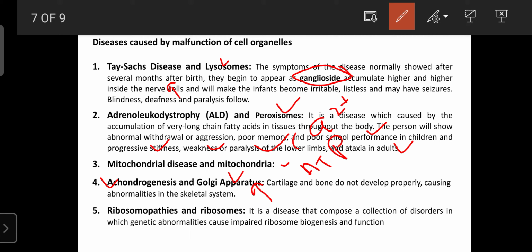And you know the protein is required for development and growth, repair, and synthesis of hormones in the body. So due to malfunctions of ribosomes, the person suffers from a condition known as ribosomopathies. Ribosomopathies are responsible for genetic abnormalities or impair ribosome biogenesis and function. Due to that, the person suffers from various genetic disorders.